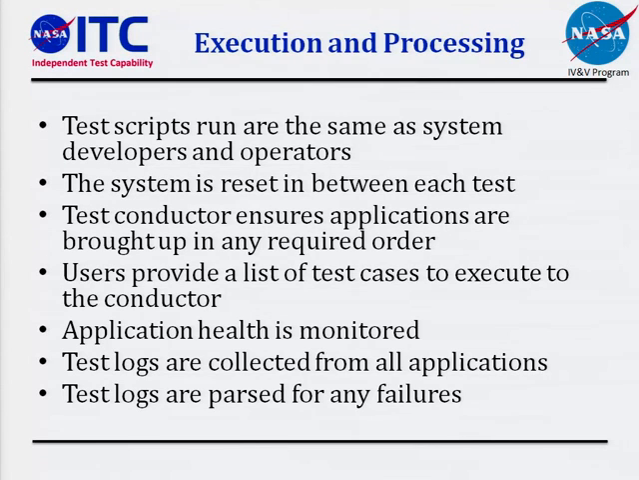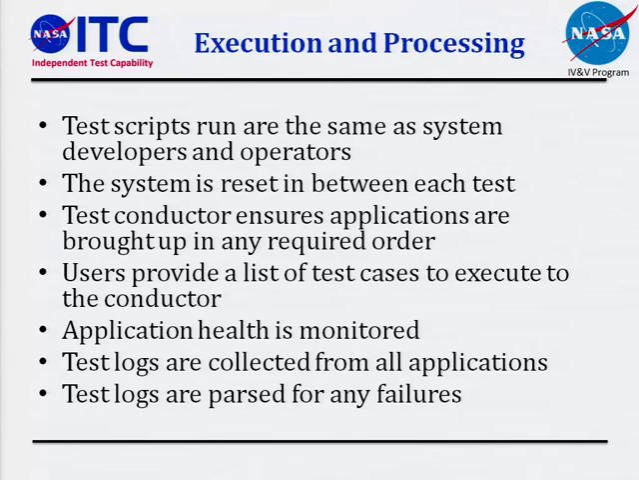The test conductor ensures the applications are brought up in order. I mentioned that before. We've had scenarios where the middleware has to be up prior, or the ground station has to be up before the flight software comes up, or vice versa. The user provides us a list. We can either run one at a time, or we can do batch execution. For the James Webb, what we've done is just said, give us a list of what they call proc files that we're going to run for our tests. We go find them, and make sure they're there and run.